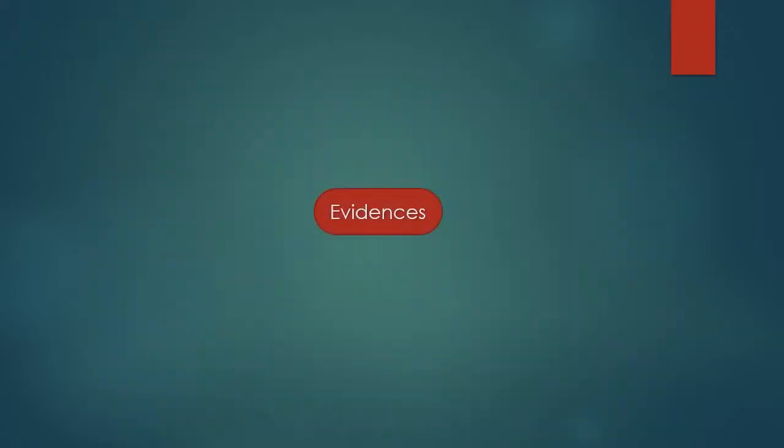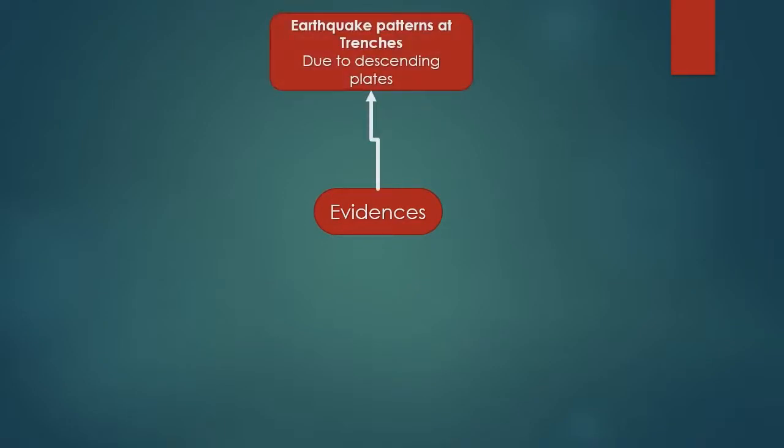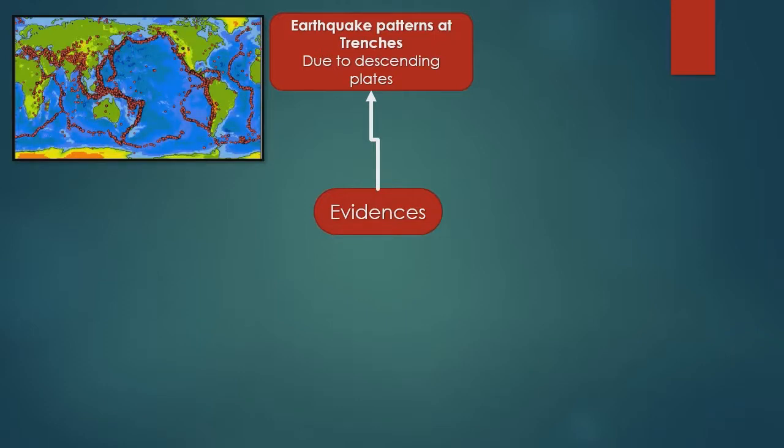What are some of the compelling evidences that can be found in our planet to back up the theory of plate tectonics? The first evidence that we will be talking about are the earthquake patterns that occur along the trenches. This is due to the descending plates. For example, in this illustration, we have the Pacific plate and the Philippine plate. So there are earthquakes that occur along those lines. Another one is between the Philippine plate and the Eurasian plate.